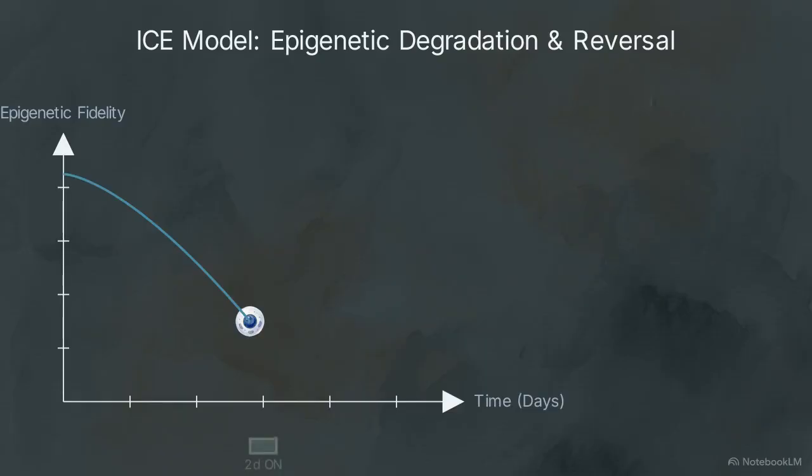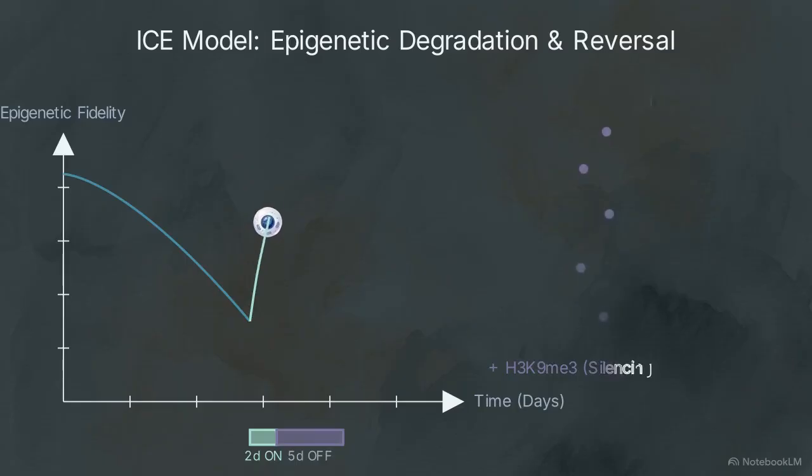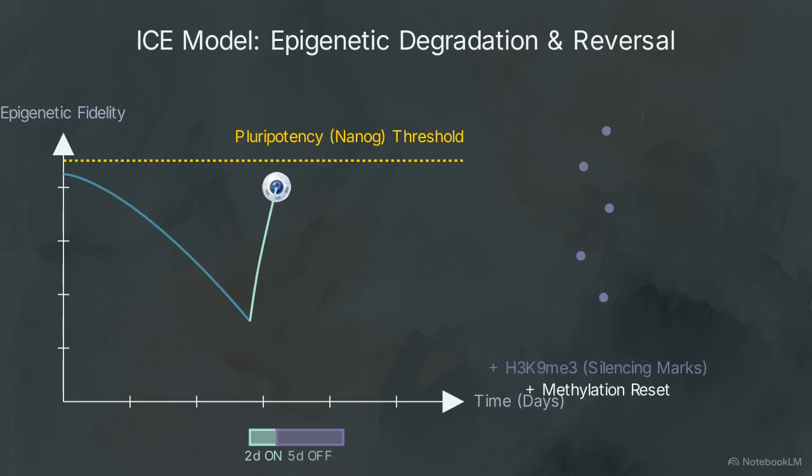To reverse this decline, researchers use a cyclic induction protocol, turning the factors on for 2 days and off for 5, repeated weekly. During the on phase, the cell restores youthful DNA methylation patterns and critical heterochromatin marks like H3K9me3. H3K9me3 is an epigenetic tag that keeps specific sections of the genome tightly packed and silent.